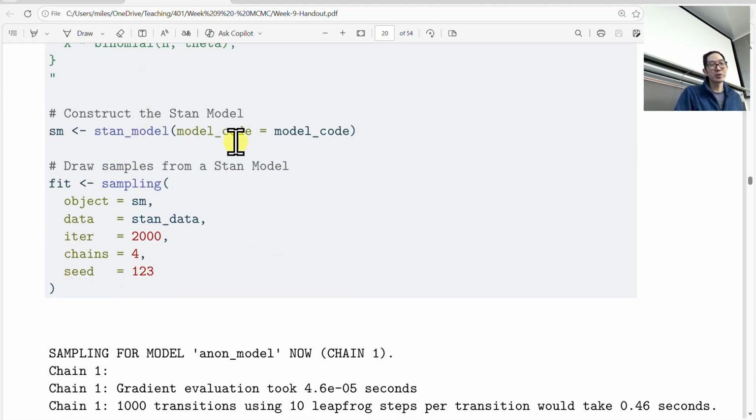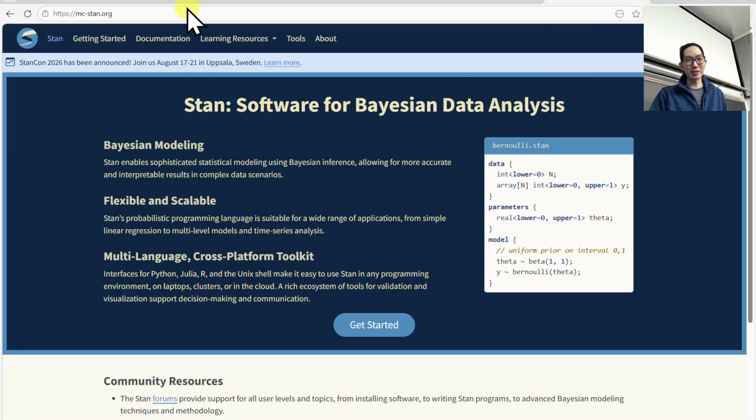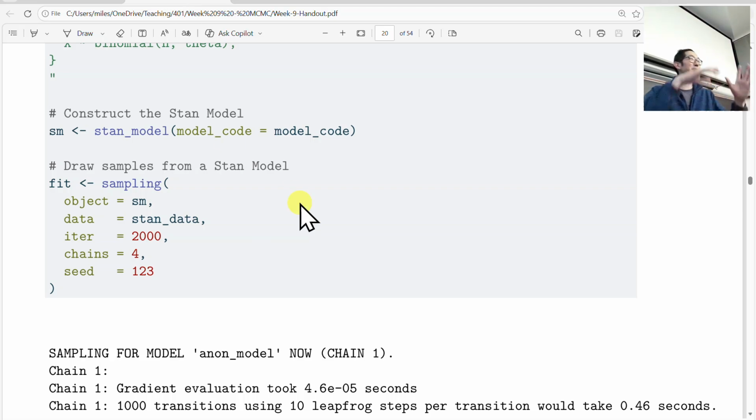As far as running it, these are the two lines. One tells it to construct the Stan model. When you install Stan and use rstan, it basically installs a separate program that has an API to send information to Stan. I don't know what language Stan is written in, maybe C++, something for performance and speed. It sends stuff from R to Stan, Stan does its calculations and sampling, and then it sends the data back.